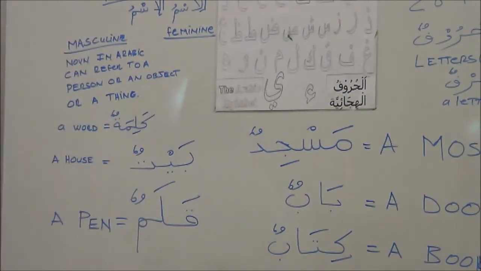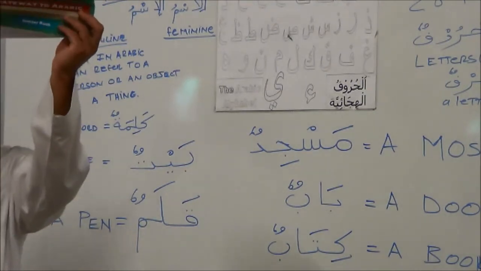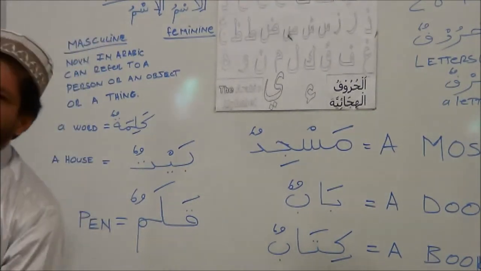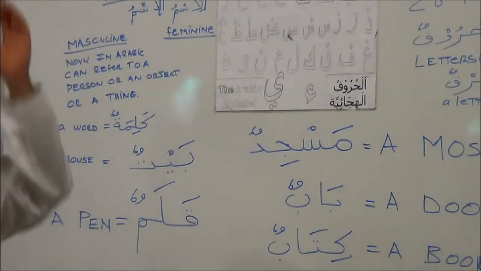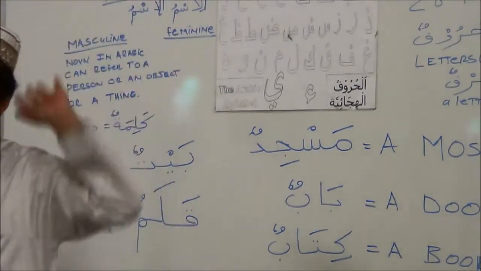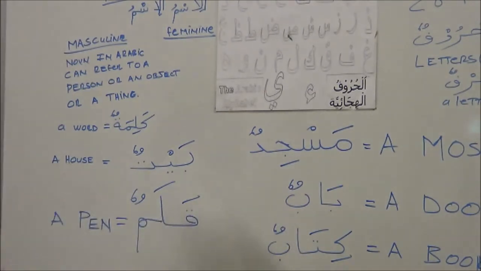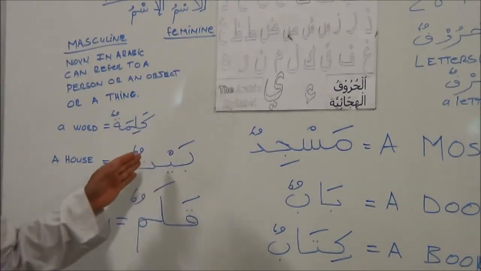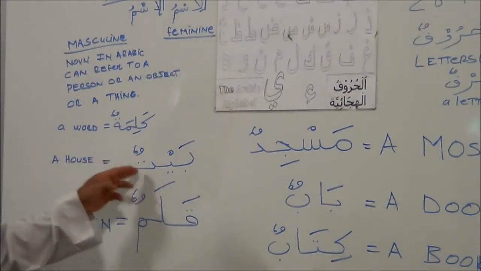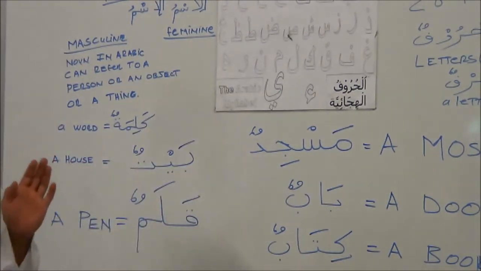This is my babun, my door. This is my kitabun. And where are we going tomorrow or Fridays? To the masjid. I'm going to the masjid. And I'm going to use my qalamun to write in my kitabun. So just make the sentence, just so you can familiarize yourself with these words, inshallah ta'ala.